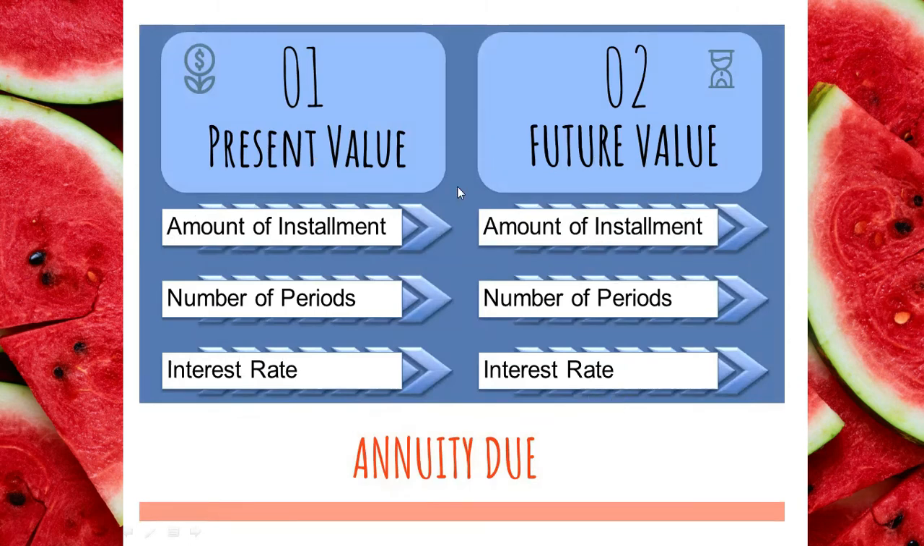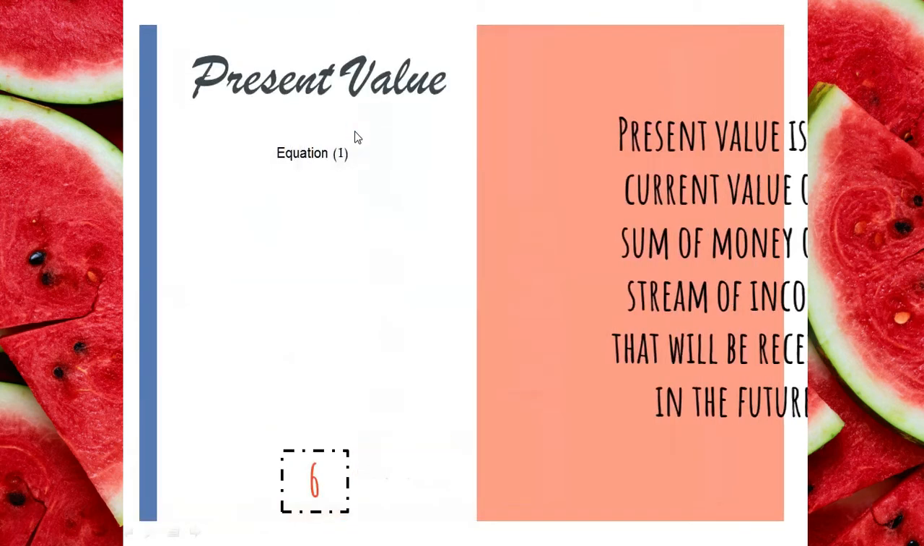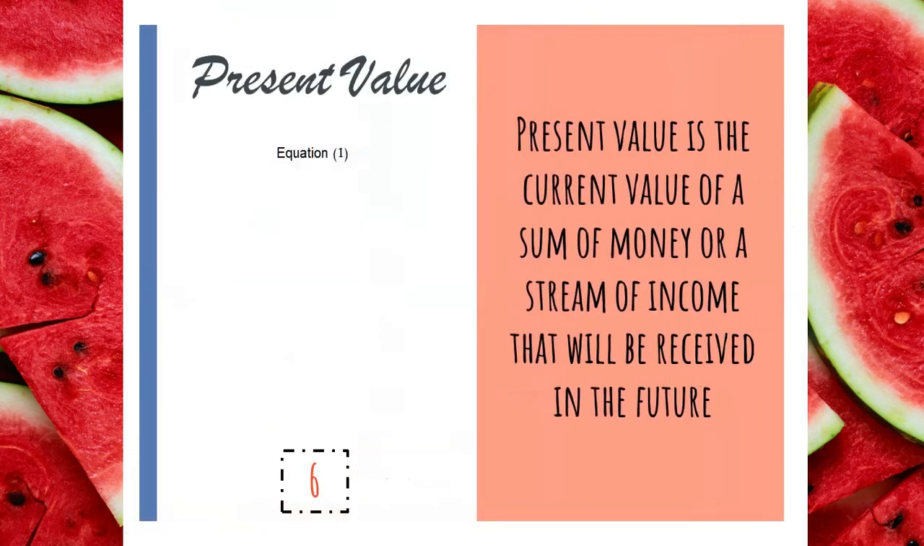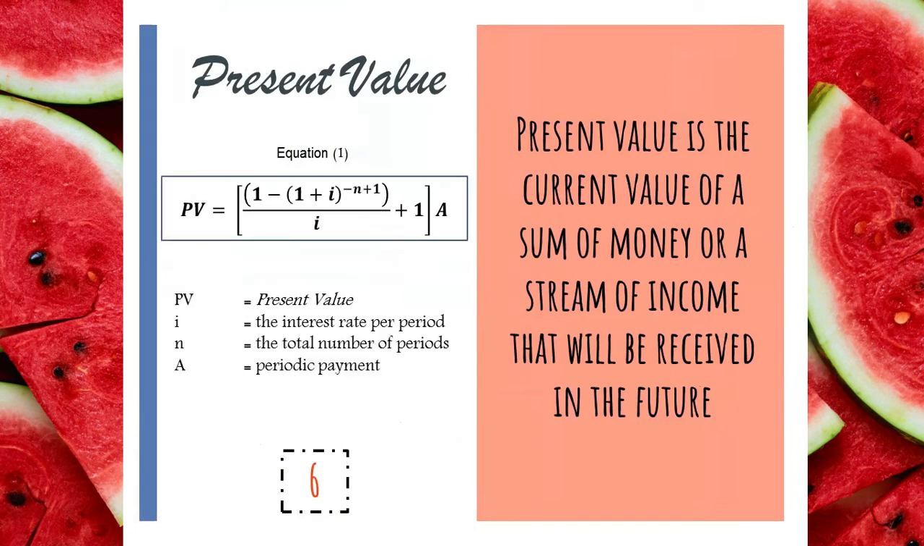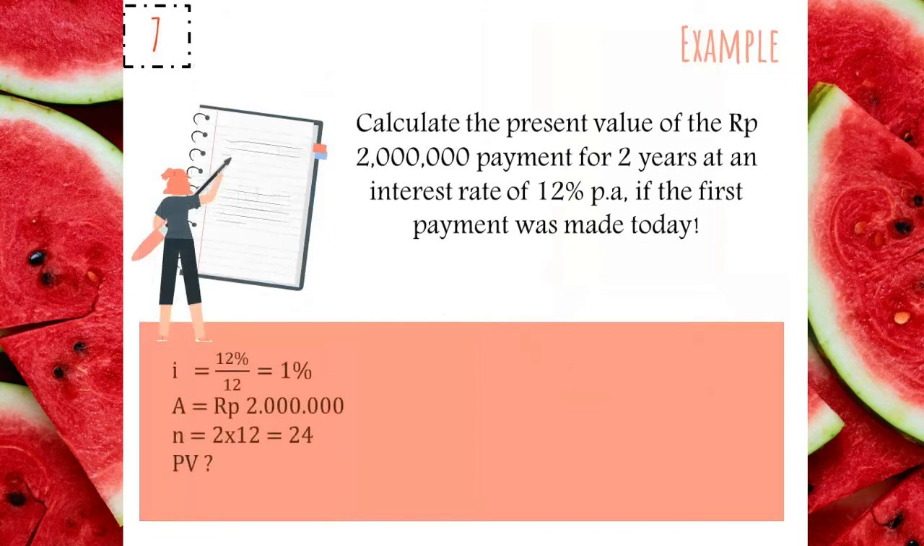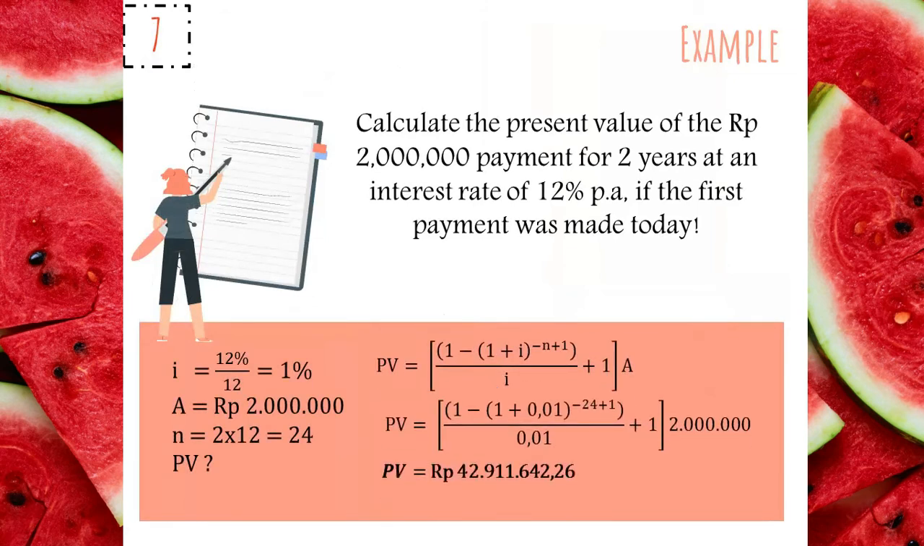Let's see the present value. Like in the ordinary annuity, present value is the current value of a sum of money or a stream of income that will be received in the future. This is the formula of present value: PV equals 1 minus 1 plus i to the power of minus n plus 1, divided by i, plus 1, times A. Example: we use the formula of PV and we get 42 million rupiah.